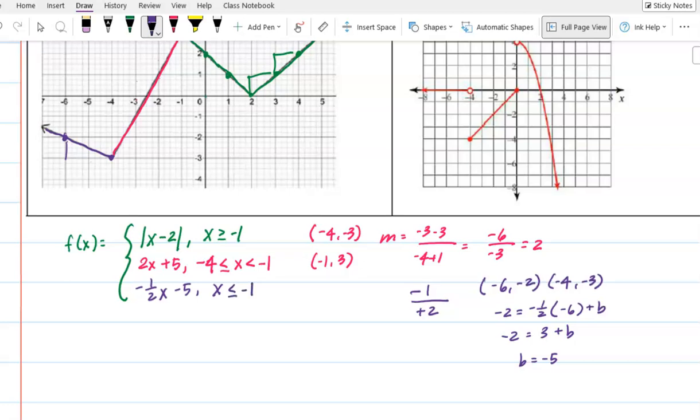And once again, you can have the pink have equal on both. Okay. Wait a second. No. Less than negative 4. Sorry. Oh, gosh. I've been making videos all day. Okay.